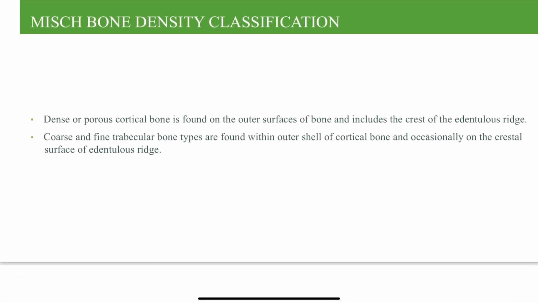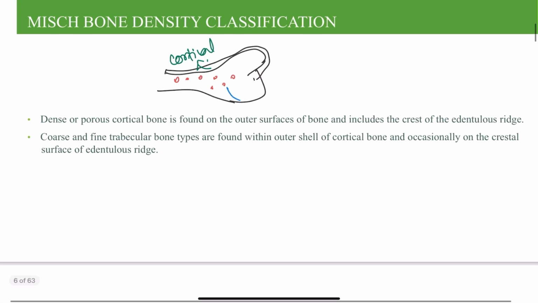Bone density classification. So when we see a bone, we have two structures. The outer one, the thicker one, is called the cortical bone, whereas the inner trabecular network bone is called the cancellous bone.